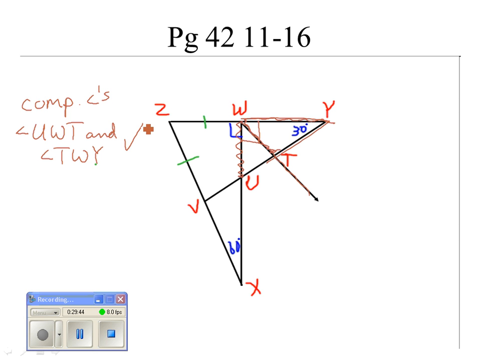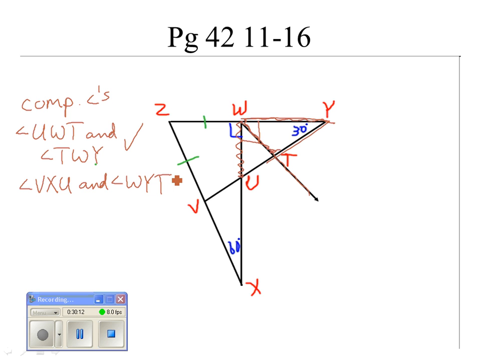Give me two others in this picture that are complementary. VXU and angle WYT. Little different than the other two we named. How'd you know that these two were complementary? Because one of them's 30, one of them's 60, and that adds up to be 90.